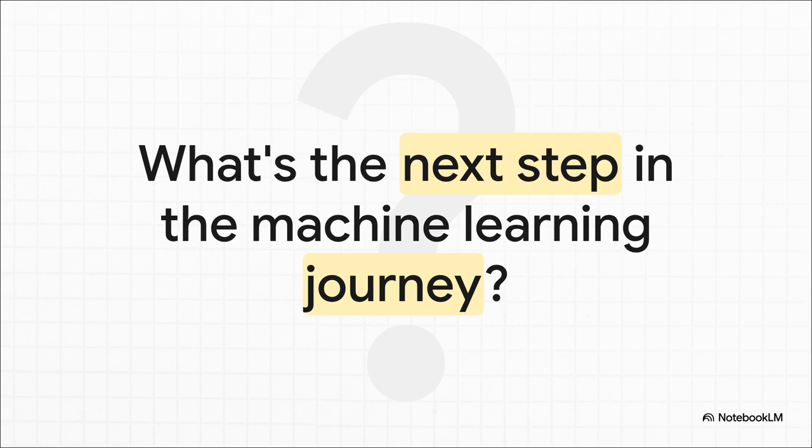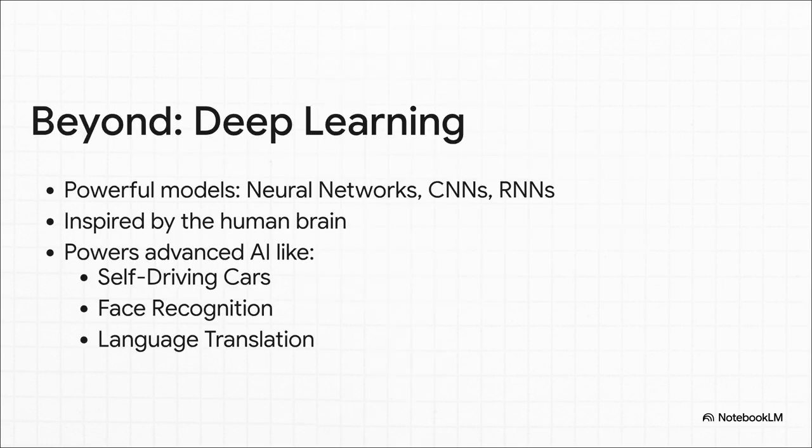Where does the journey of machine learning go from here? What we just walked through are the fundamentals of machine learning. But the field goes so much deeper, into the incredible world of deep learning. This is where you find these super complex models called neural networks, which are actually inspired by the structure of our own brains. And these are the models powering all the advanced AI we see all around us, from self-driving cars and face recognition to real-time language translation.